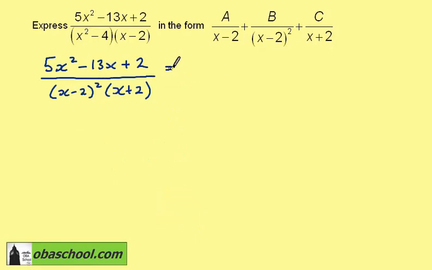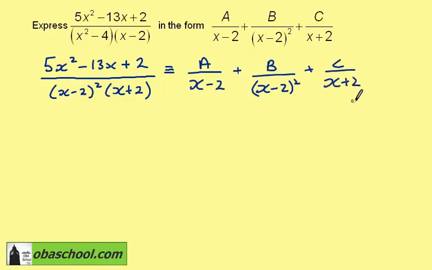So (5x² − 13x + 2) over (x − 2) all squared times (x + 2) is going to be expressed as a over (x − 2) plus b over (x − 2) all squared. And these first two terms, remember, are how we deal with the repeated factor, plus c over (x + 2). We're going to multiply right through by the whole of this denominator. If we do this to the left, we just get 5x² − 13x + 2.